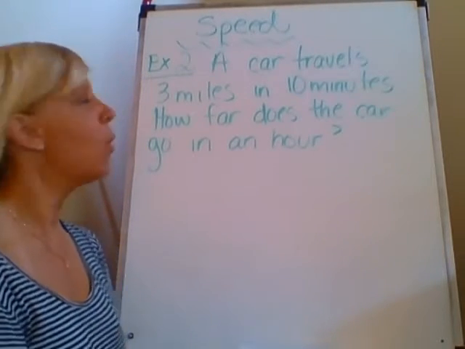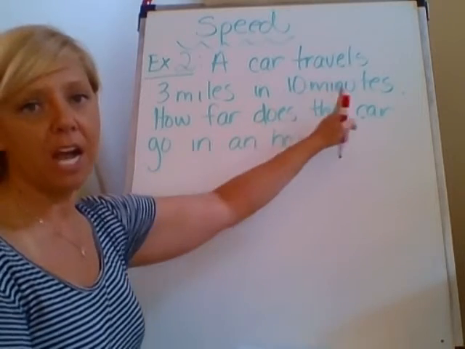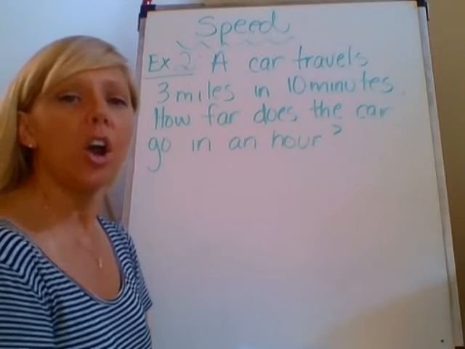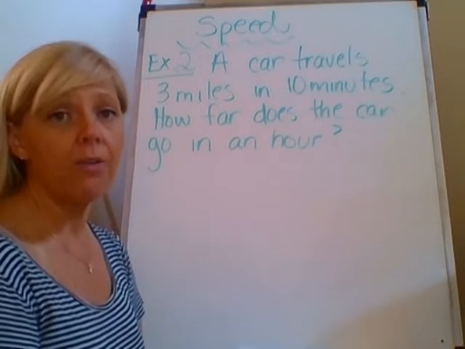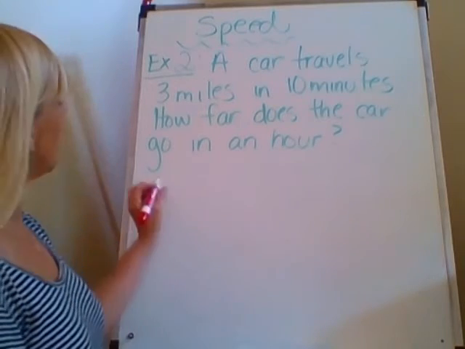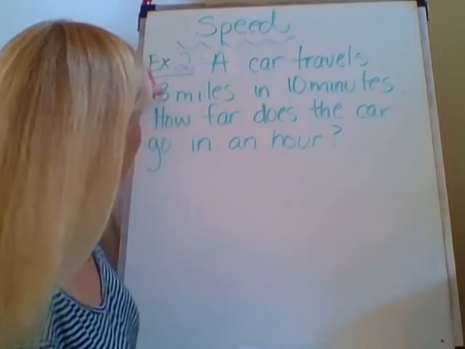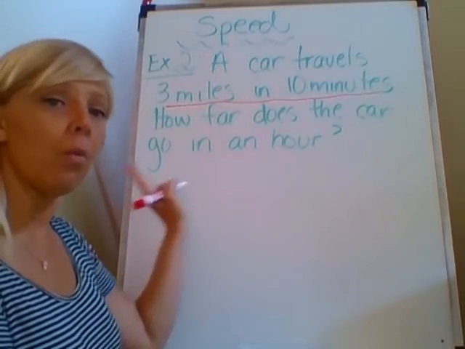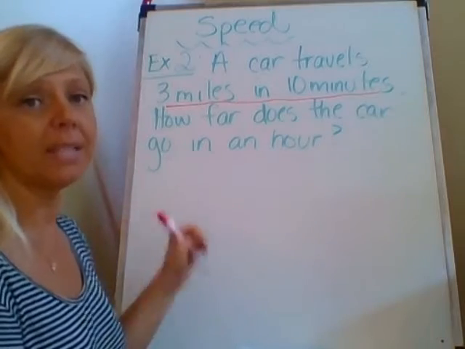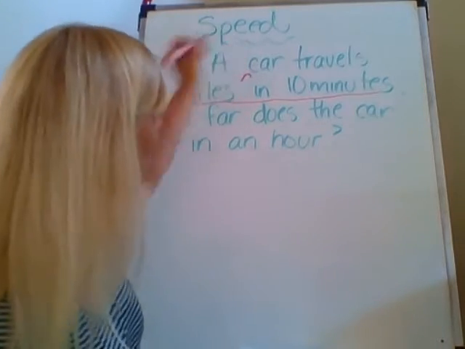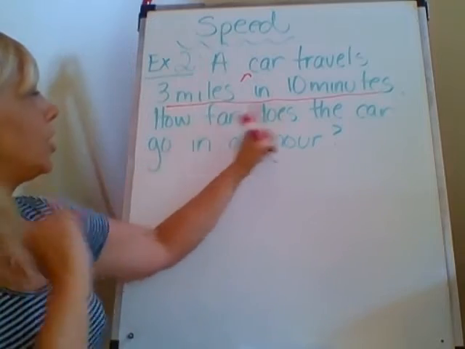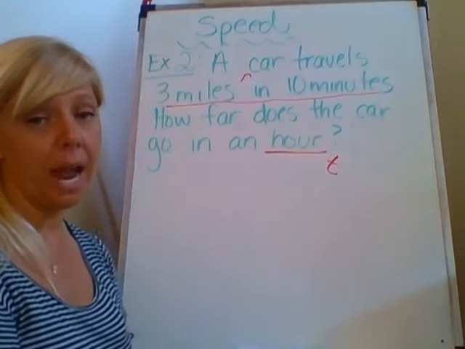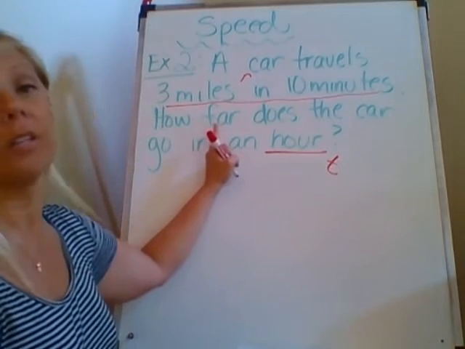All right, here's our next example where I have different units of time. I have minutes and hour, and this is the main reason why I like the double number line the best. A car travels 3 miles in 10 minutes. How far does the car go in an hour? So this is my rate because it's a ratio telling me what's going on. 3 miles, 10 minutes. That's my rate. So this is my R. And we want to know how far a car goes in an hour. I know this is my time. It goes in an hour. We need to know what the distance is. How far does it go?